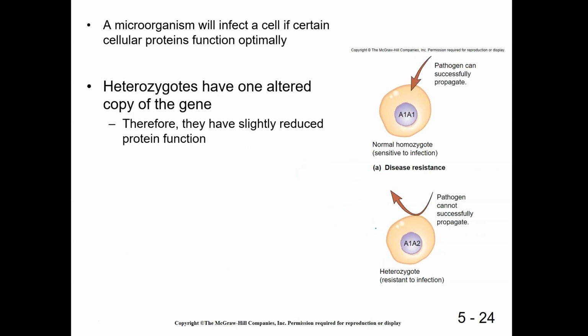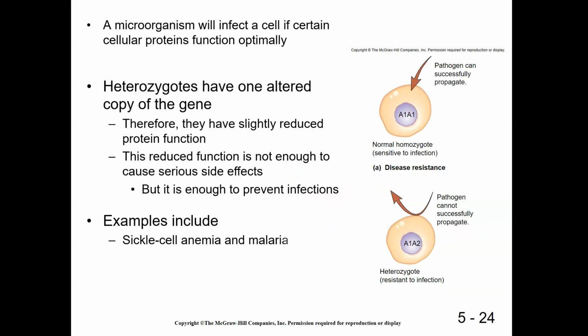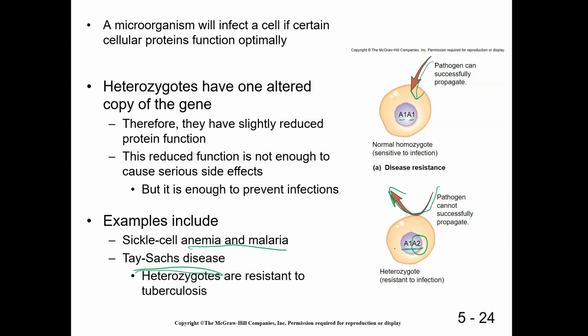So let's first look at heterozygotes with one altered copy of the gene. Here's an example of an individual, right? A microorganism that'll infect a certain cell type that produces A1, all right? In this case, the pathogen can get in, just like sickle cell anemia and malaria, or it also happens with Tay-Sachs disease. Don't worry about that right now. It's just another example. When the A2 allele is present, the individual is resistant to infection. Therefore, the overdominant effect has to do with being heterozygous.